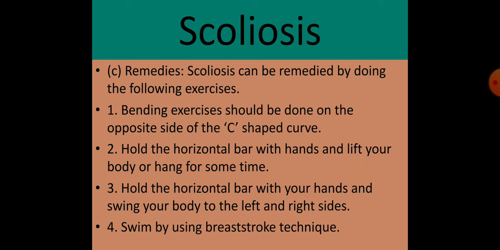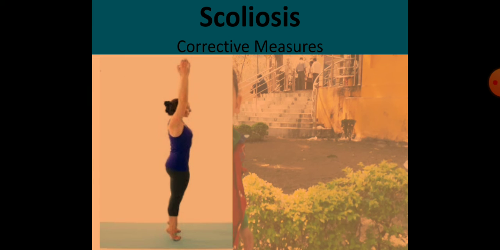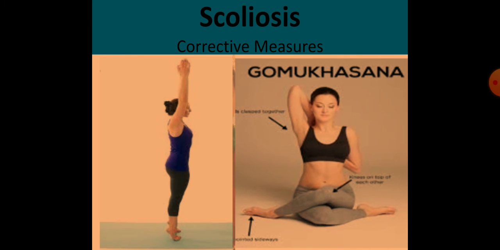So, corrective measures we can see. Tadasana can be performed. It also helps to bring the spine in normal position. Gomukhasana can be performed. This also helps to make the spine straight.